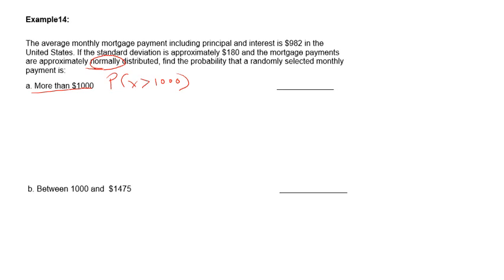Now, mortgage payments are approximately normally distributed. So we're going to be getting to the table. Since we are talking about a mortgage payment, a member of the population, we get to the table by subtracting the mean and dividing by the standard deviation. So in other words, this is equal to the probability that Z is greater than (1,000 minus 982) divided by 180, which is the probability of Z being greater than 0.1.